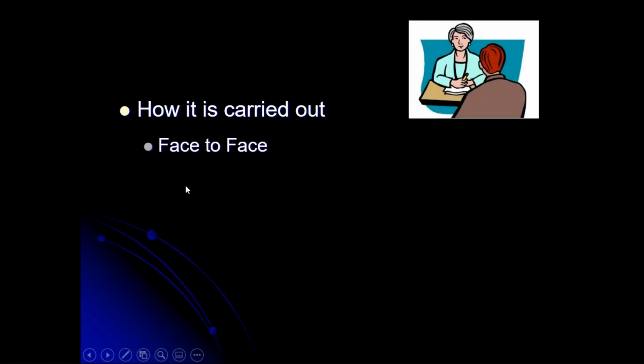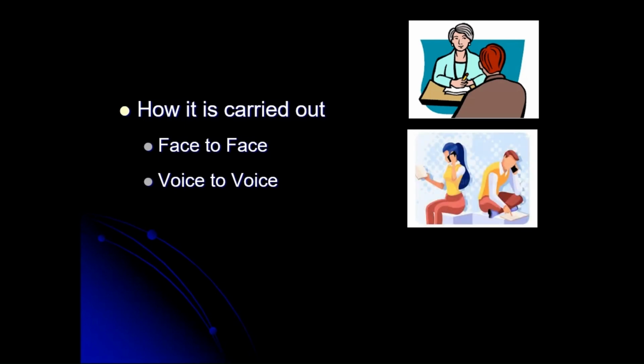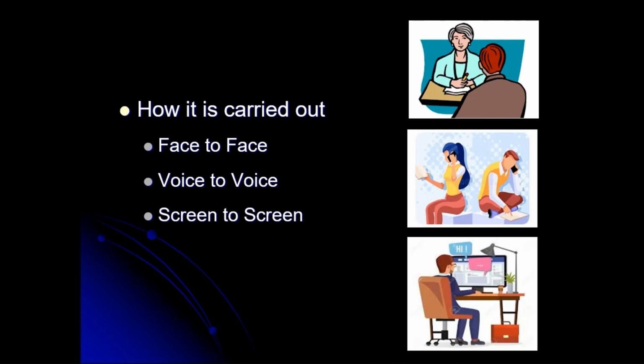And based on how it is carried out, again you can break down interviews into 3. One is the face-to-face interview, where you go meet the person and get the information required. The second one is voice-to-voice interviews. For example, over the phone you can interview a person. The last one is screen-to-screen interviews. For example, through WhatsApp, Viber, webinars, those sorts of technologies you can use.